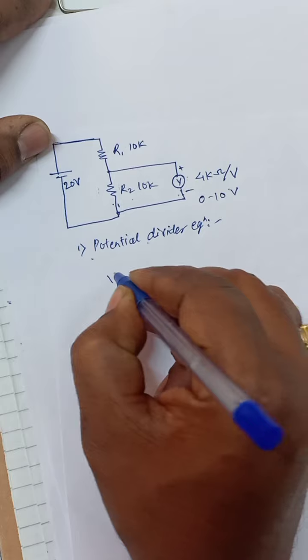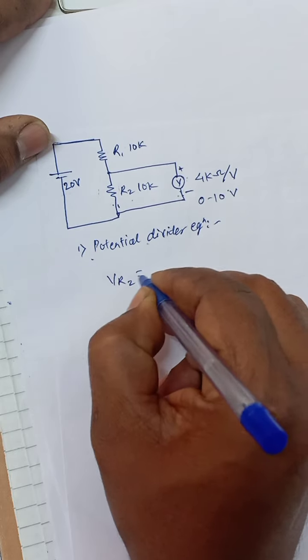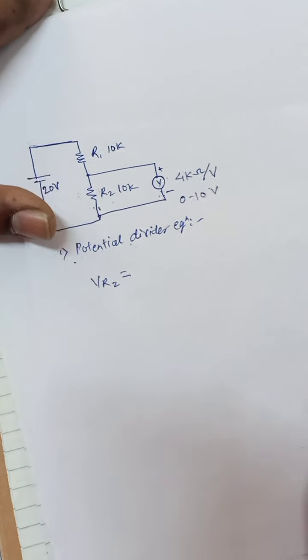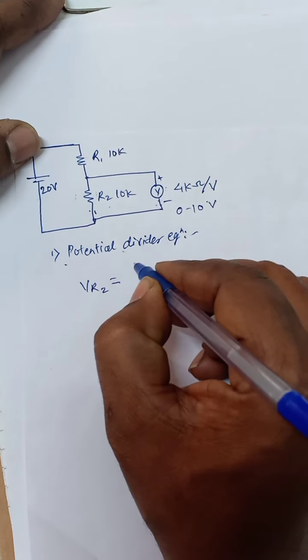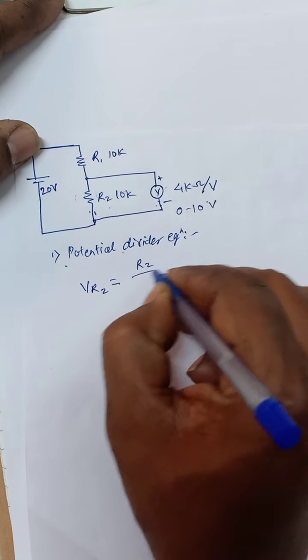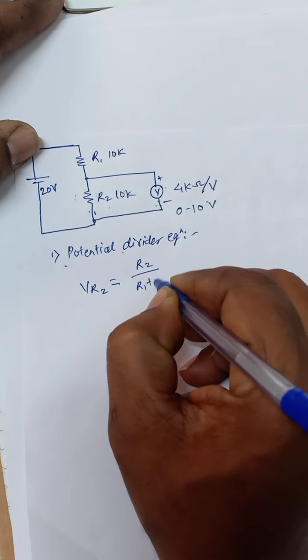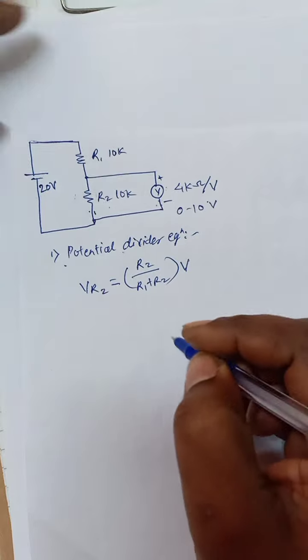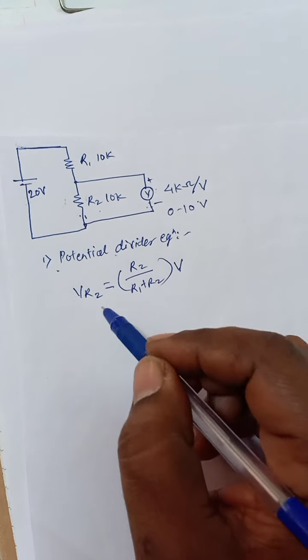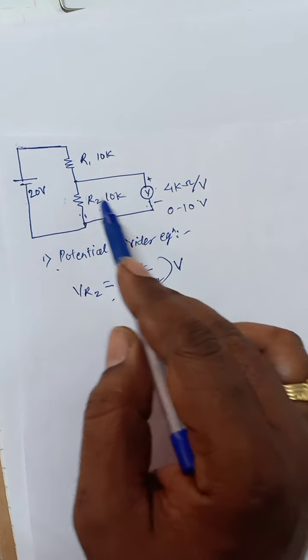Suppose we want to find the voltage across R2. In that case we are going to write the formula: R2 divided by R1 plus R2, into applied voltage V. So this is the potential divider formula. By using this we can find the voltage across R2.